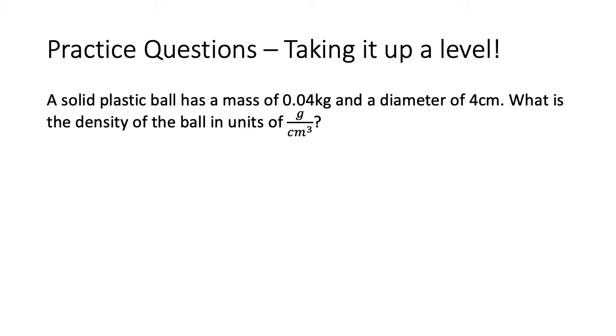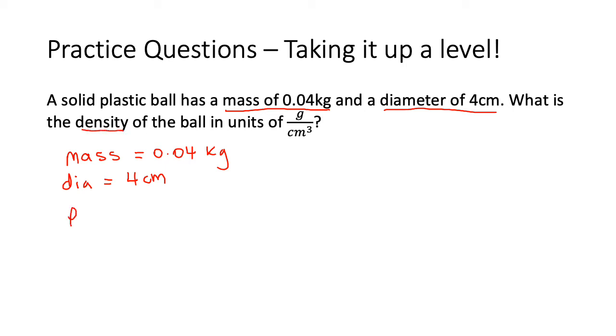Okay, let's see if you got this one right. So let's first of all have a look at our knowns and our unknowns. So we know that the ball has a mass of 0.04 kilograms. So we're going to add this down here. Mass is 0.04 kilograms. And we also know that the ball has a diameter of 4 centimeters. And it asks for what is the density of the ball in units of grams per cubic centimetre? So we want to know density. It equals a question mark. And we also know that we need to answer it in grams per cubic centimetre.